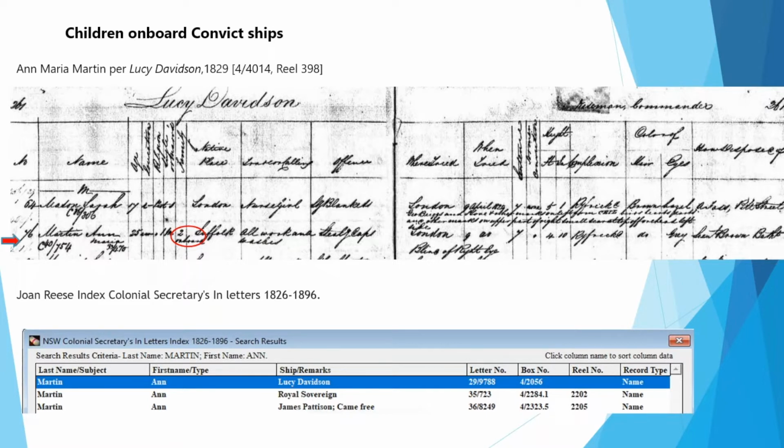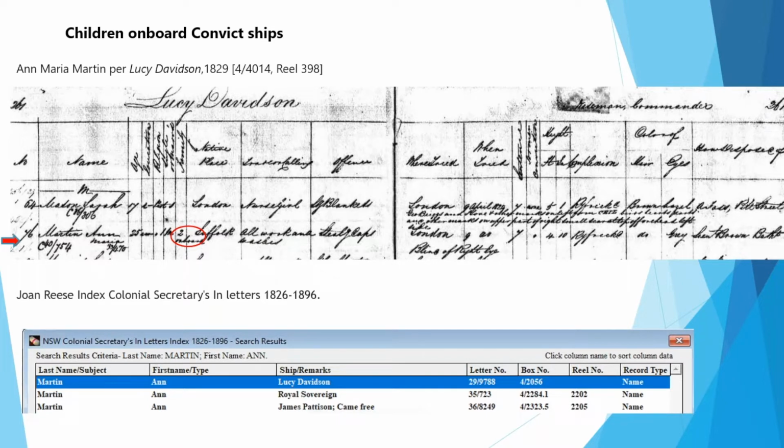However, another place you could look is the Colonial Secretary's papers. So checking the Joan Rees Index from 1826 to 1896, there is an entry for Anne Martin, and we know it's her because the ship she came out on is the Lucy Davidson. Now, what this gives you is the letter number, so 29/9788, 29 being the year 1829. You'll also get the box number that letter will be in. Now, unlike the 1788 to 1825 correspondence, this hasn't been indexed, so most of these records are still original. Some have been copied onto reel, and that will be noted, as you can see on those other entries. Now, these are available to access in our reading room.